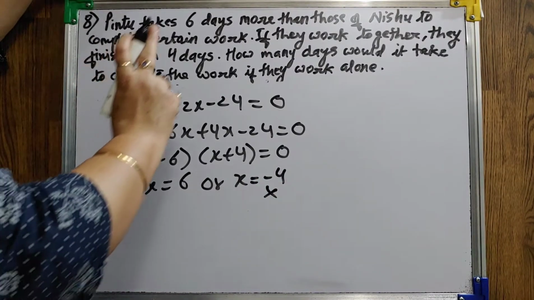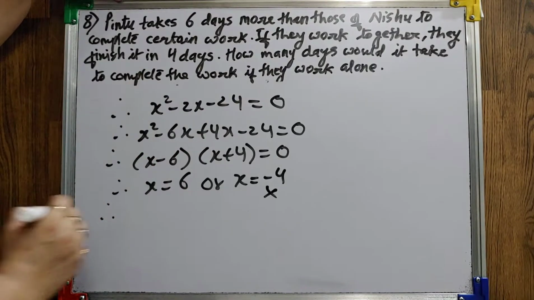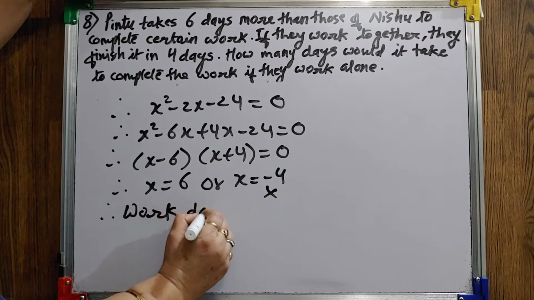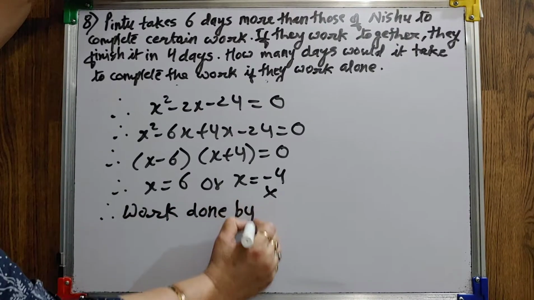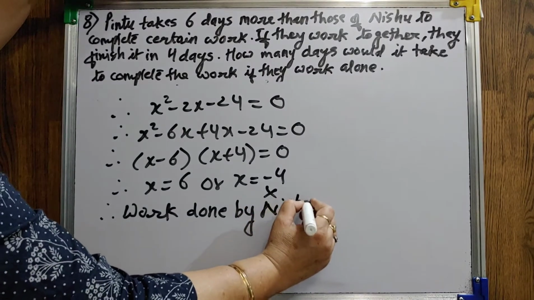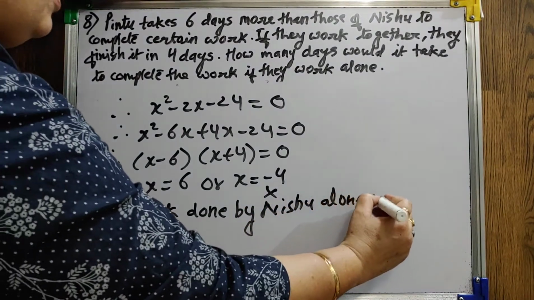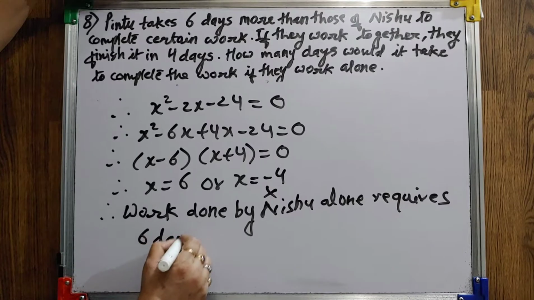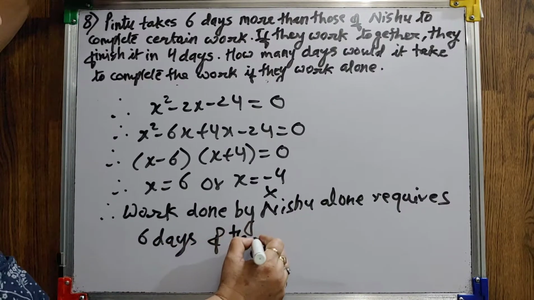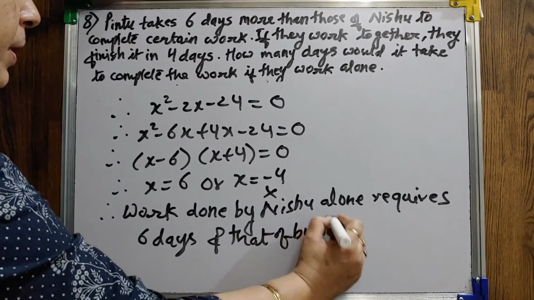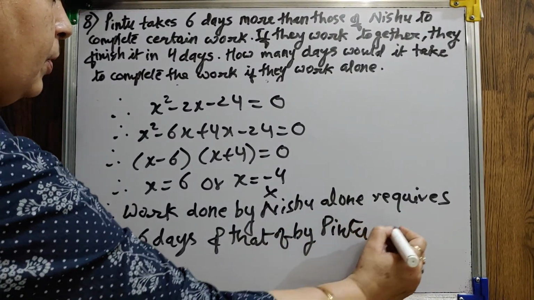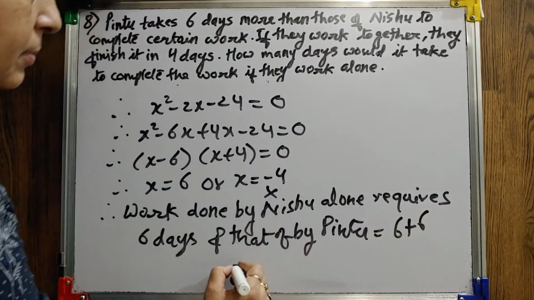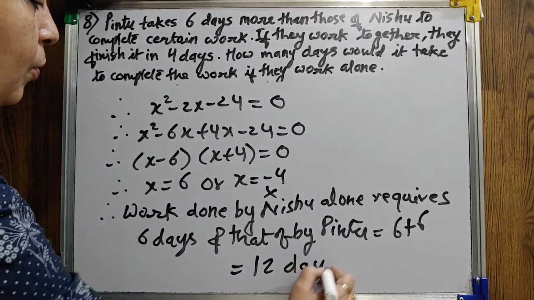Now, what x have we considered? Work done by Nishu per day. Therefore, work done by Nishu alone requires 6 days, and that by Pintu will be 6 plus 6, that is 12 days.